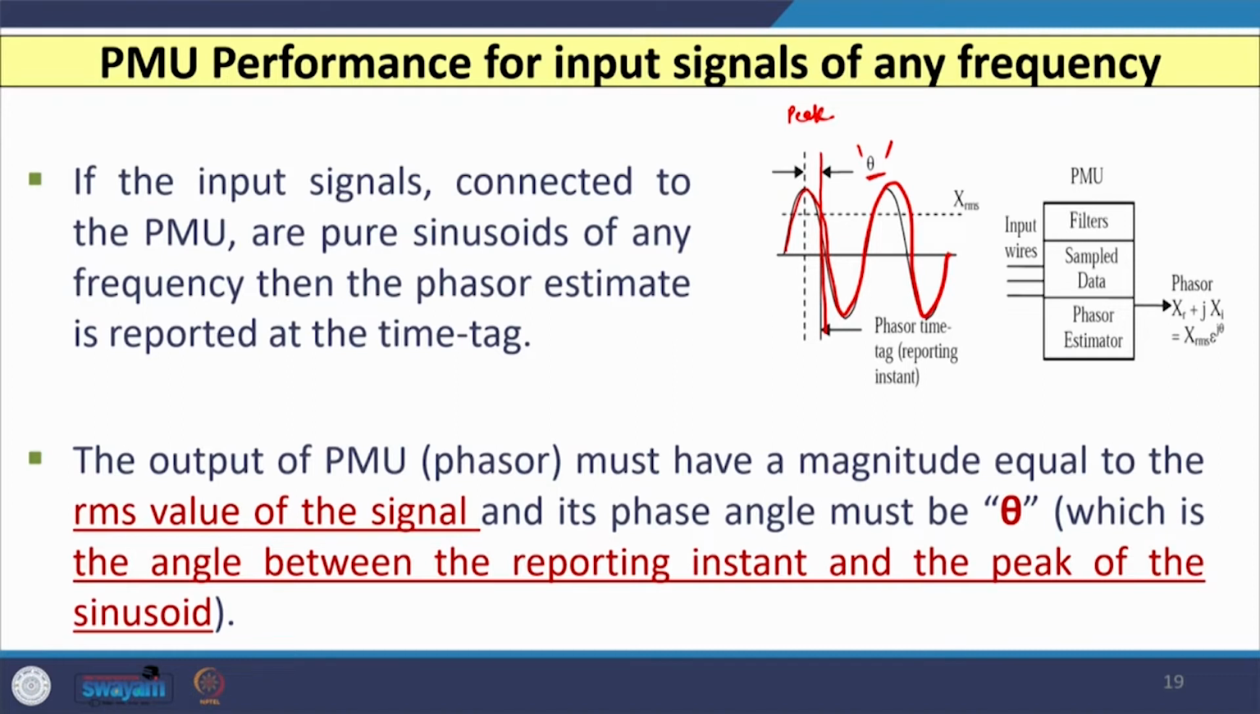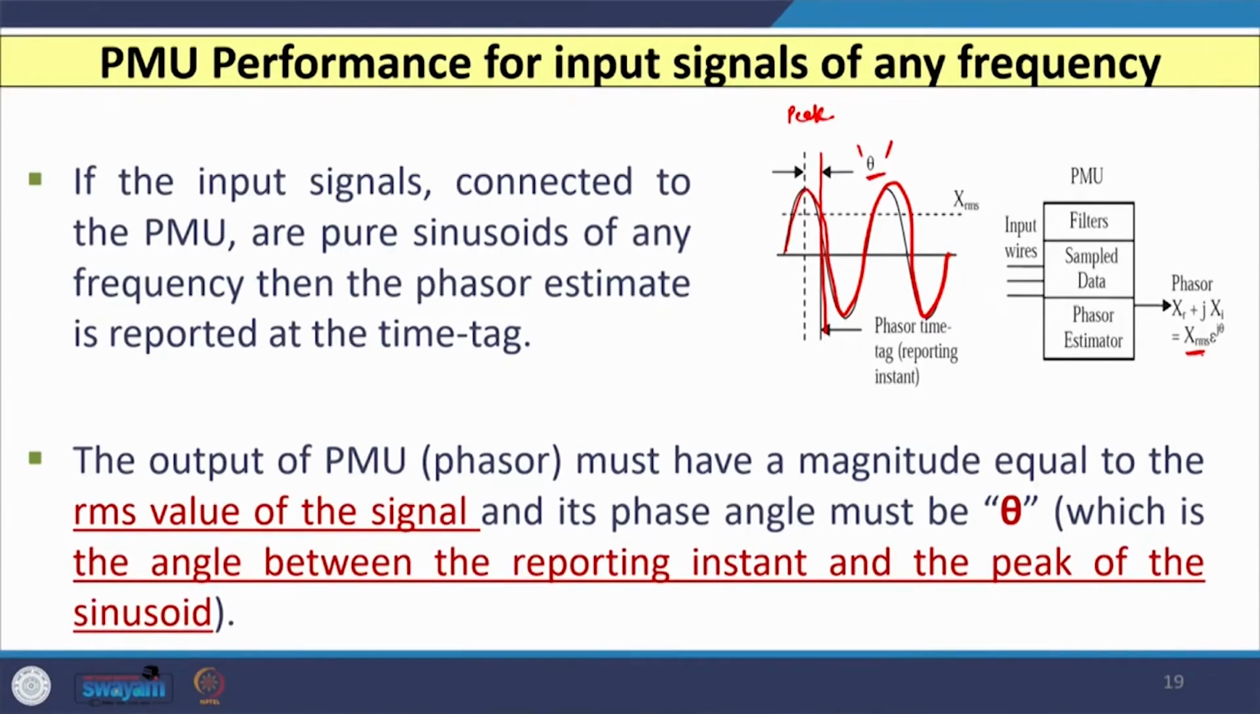It is going to sample those acquired instantaneous data. They have some phasor estimation algorithms, as I told you, a fast recursive discrete Fourier transform algorithm is used, and the output by the PMU is given in terms of the magnitude and the angle, that is e raised to j theta, and the magnitude is in the form of RMS. So, the output of the PMU in terms of phasors, magnitude and angle, must have a magnitude which is equal to the RMS value of the signal.